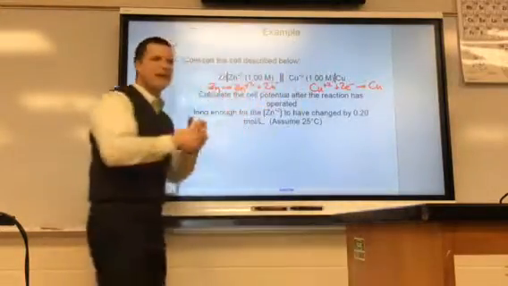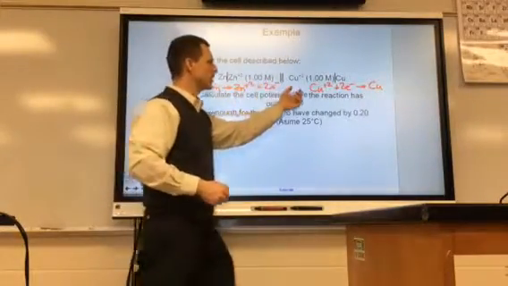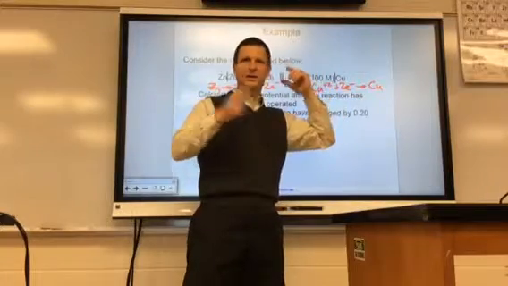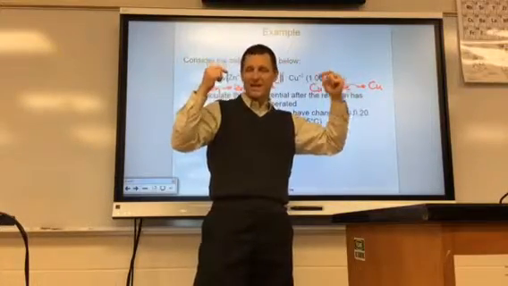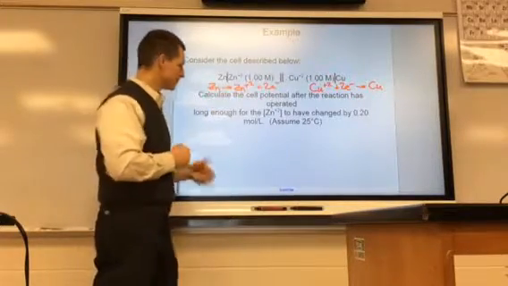In this problem, the n value was going to be 2. Because the oxidation is giving off 2 electrons, the reduction is taking in 2 electrons. They have to be the same, and whatever that number of electrons is, that is the n value.